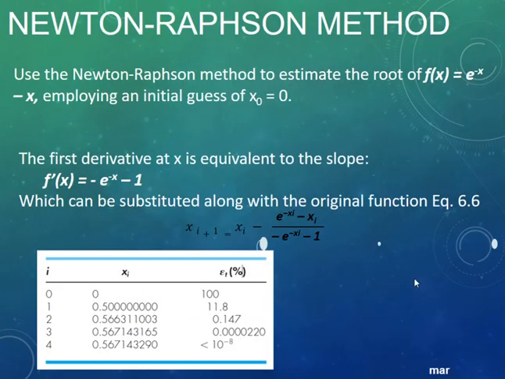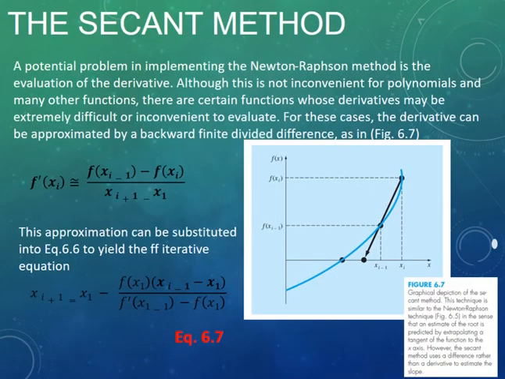So now let's go to the secant method. Okay, secant method. The potential problem in implementing the Newton-Raphson method is the evaluation of the derivatives. Although this is not inconvenient for polynomials and many other functions, there are certain functions whose derivatives may be extremely difficult or inconvenient to evaluate. So for these areas, the derivative can be approximated by a backward finite divided difference.